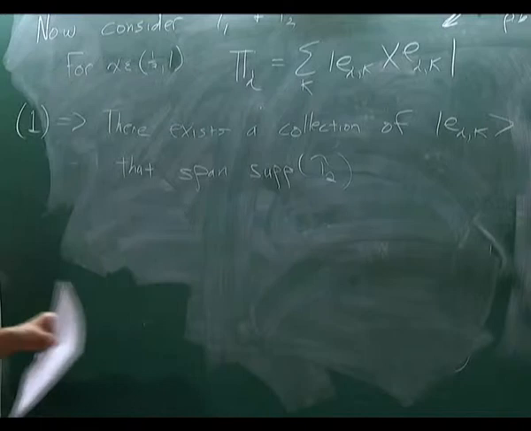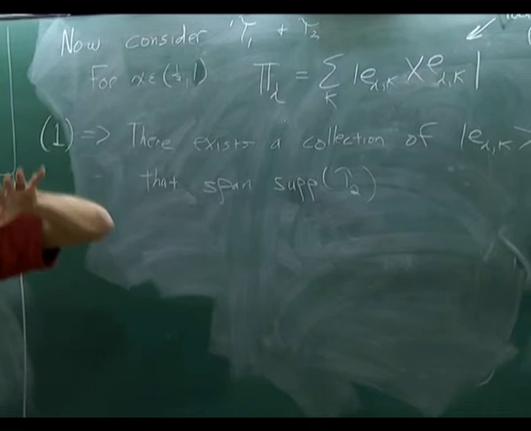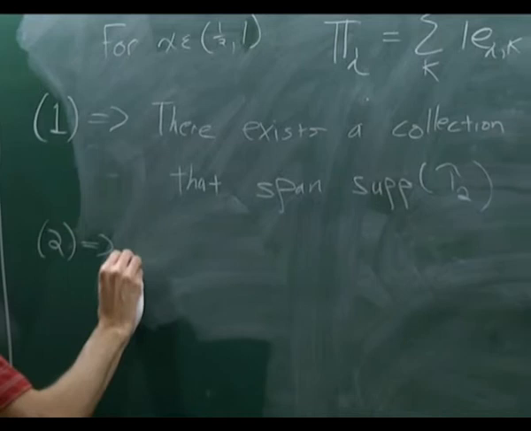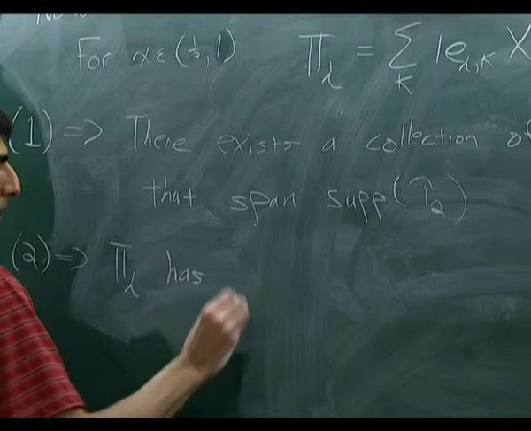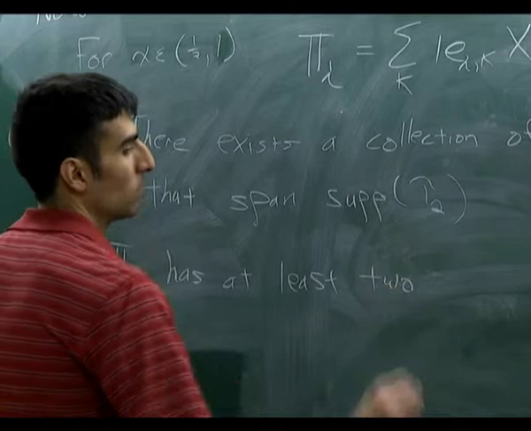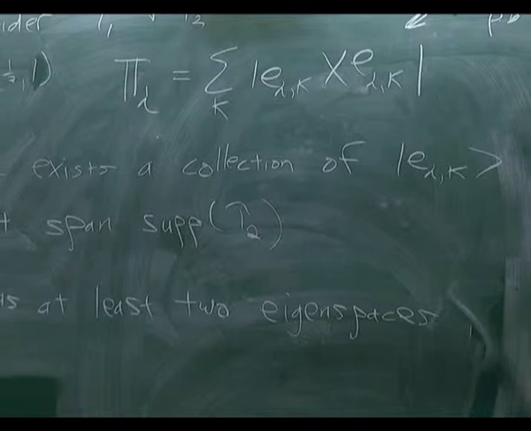Okay, now let's look at the next condition. Well, first we're going to use the fact that pi lambda is not the identity. Okay, so it's not the identity. So that means that each pi lambda has at least two eigenspaces. So what do I mean by that? By eigenspaces, I mean it'll have at least two non-identical eigenvalues, and we can partition it into two eigenspaces.